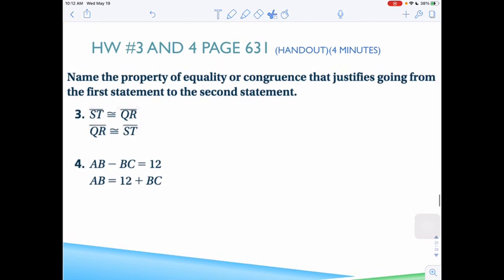And now I would like you to try homework number 3 and 4 on page 631. Name the property of equality or congruence that justifies going from the first statement to the second statement. For number 3, we have segment ST is congruent to segment QR, and segment QR is congruent to segment ST. And for number 4, we have the length of segment AB minus the length of segment BC is equal to 12, and the length of segment AB equals 12 plus the length of segment BC.